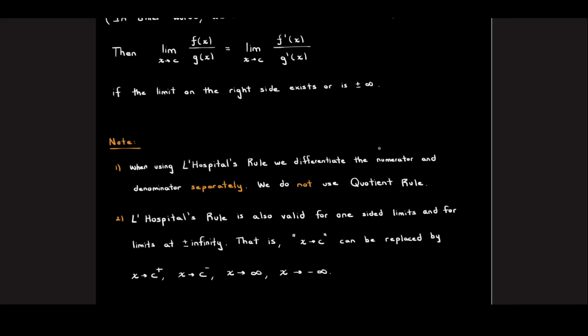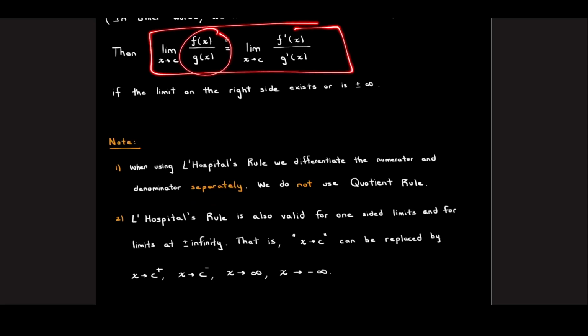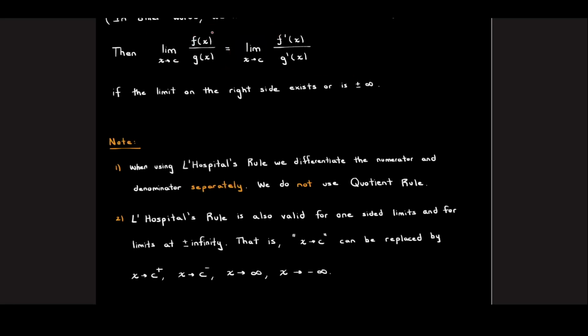Now, just before we jump into the examples, I want to mention two important points. When we're applying L'Hopital's rule, we're differentiating the numerator and denominator separately. So when you take a look at this statement here, notice that we're not applying quotient rule. We are differentiating the top and bottom separately. So please keep that in mind. That's what you have to do. It's much simpler than applying quotient rule.